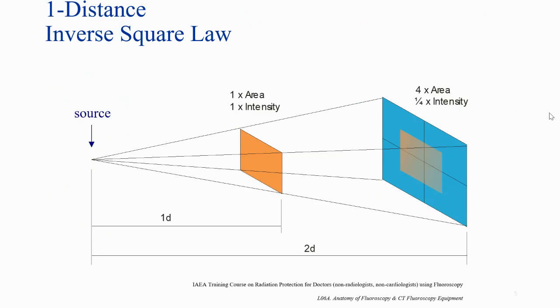The first factor we have is the distance. Based on the inverse square law, there is inverse proportionality between the intensity of radiation and the square of the distance. That means if you double the distance from 1D to 2D, you will reduce the intensity of radiation to a quarter. As you can see in this orange area, the intensity of radiation is highly concentrated, while doubling the distance, the intensity of radiation becomes less concentrated. That means at this square, the intensity of radiation will be less.